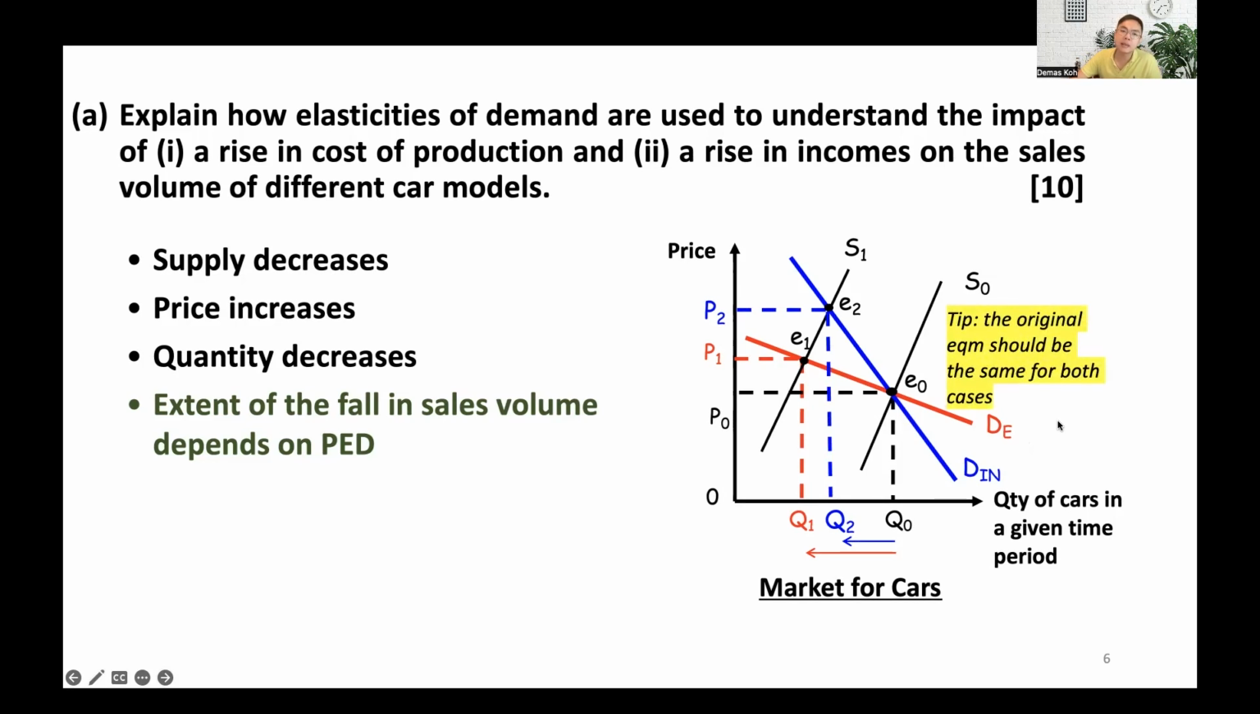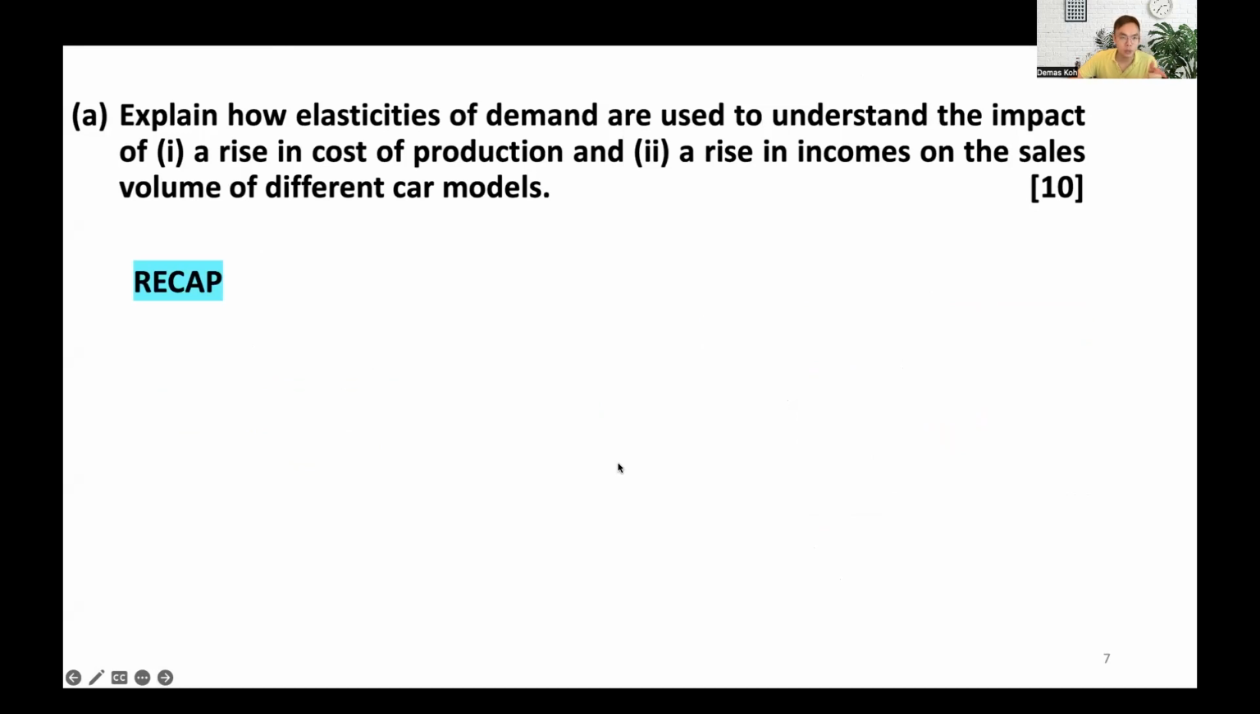Right, so an exam tip for all students, the original equilibrium should be the same for both cases at E0. I always tell my students that it's like running a science experiment. Your starting point should be the same, right, at E0. And therefore you would have price P0 initially, and the initial quantity is at Q0, right. So a quick recap.